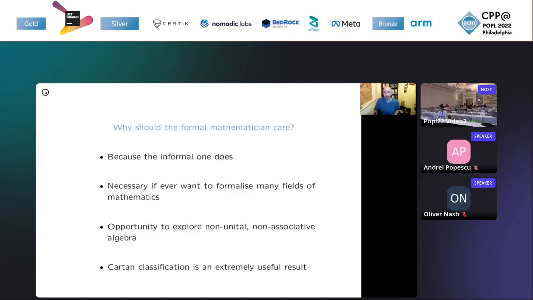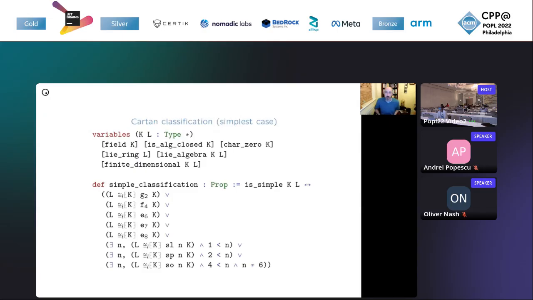And one of the things I liked about the project was there was an obvious early milestone. Cartan's classification of Lie algebras is a beautiful result. But it's a moderate amount of work even just to get to the point where you can state the result. So I thought that would be a good milestone. And it's also a really useful result. It gets used all the time in mathematics. So it's just something that has to be added to the library in due course. So I set that as a target. And I got there. We can look at what it looks like in Lean today.